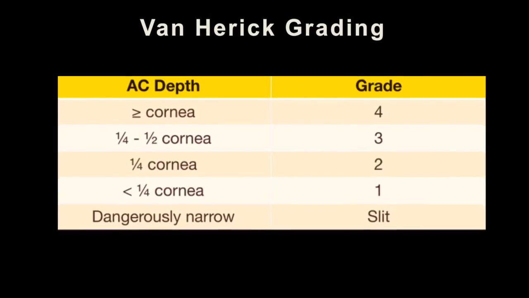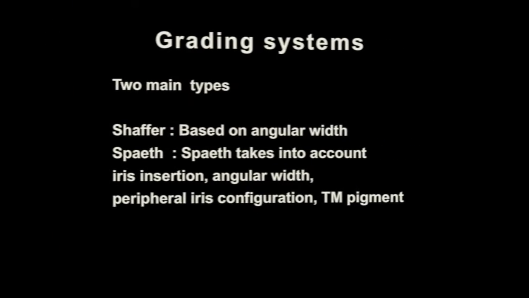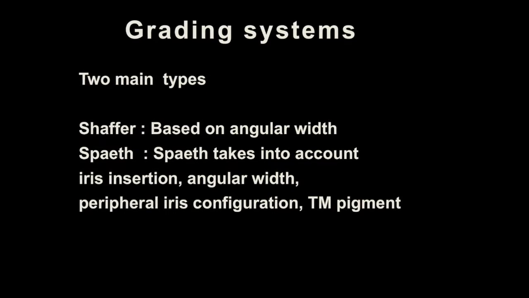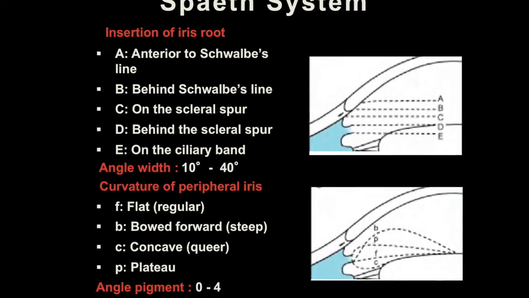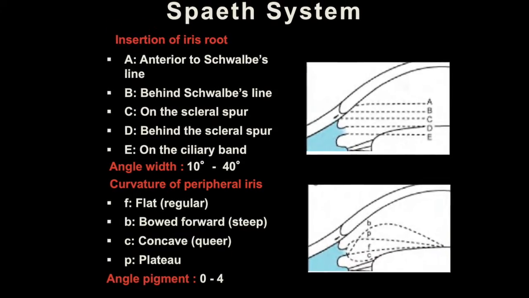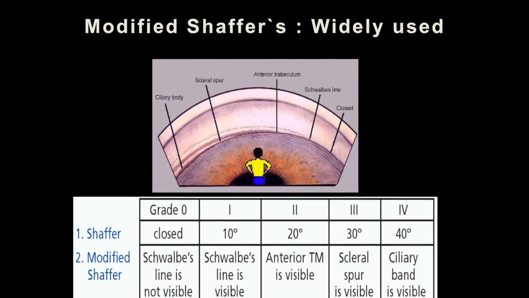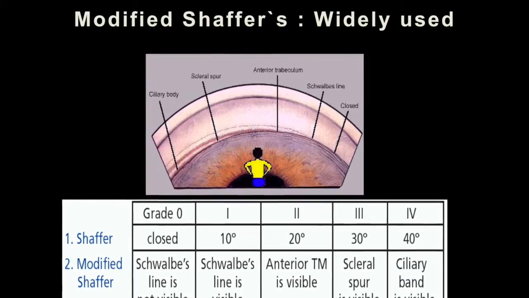Before starting gonioscopy, perform the van Herick technique using a light beam kept at 60 degrees to grade anterior chamber depth. When peripheral anterior chamber depth is less than 1/4 corneal thickness, the angle may be narrow. The most commonly used grading systems are the Shaffer and the Spaeth systems. Shaffer is based on angular width, whereas Spaeth takes into account iris insertion, angular width, peripheral iris configuration, and trabecular meshwork pigment. Modified Shaffer's is a widely used grading system.